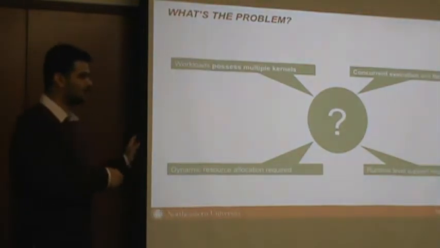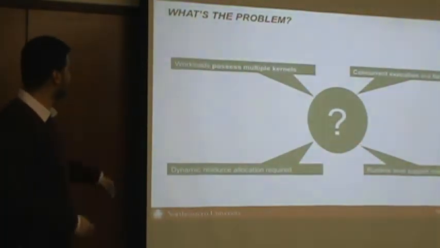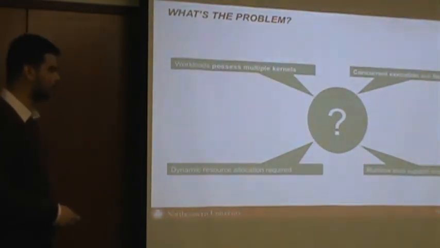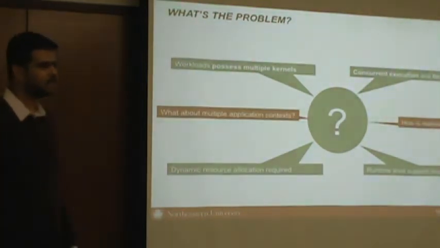So we saw that performance is good. Now let us think about whether we have analyzed and understood it. Workloads possess multiple kernels. Yes, we gave support for that. Concurrent execution. Yes, we gave support for that. Dynamic allocation. Yep. Runtime. Yes, sure. Then someone else raised a hand again.